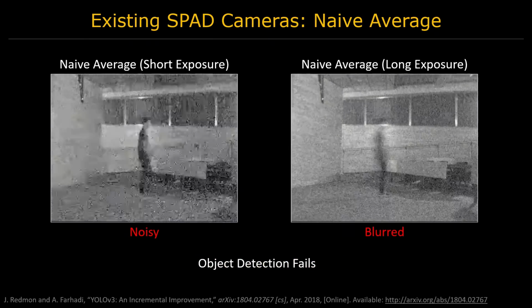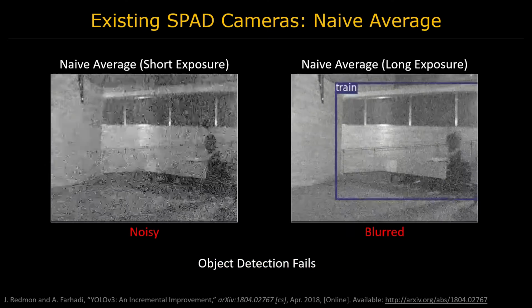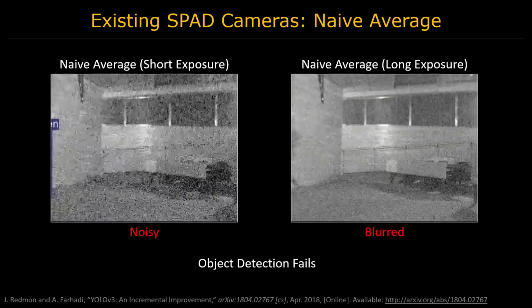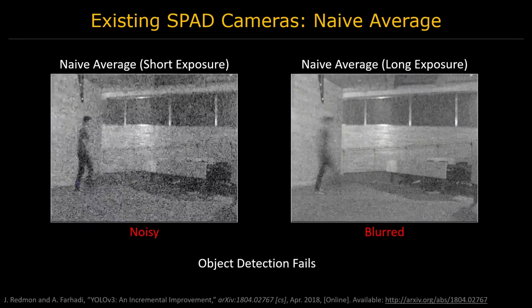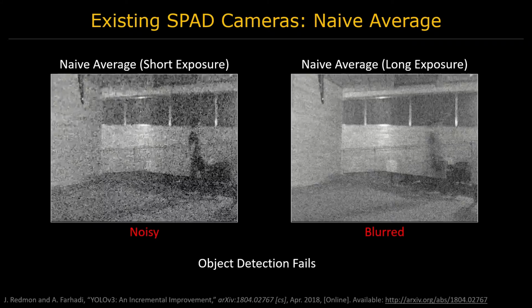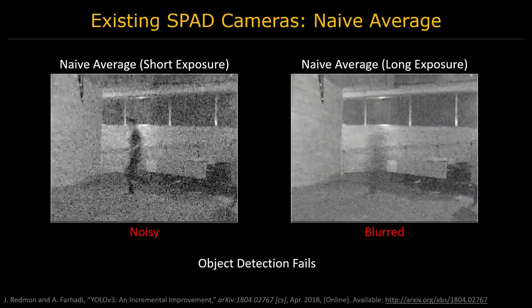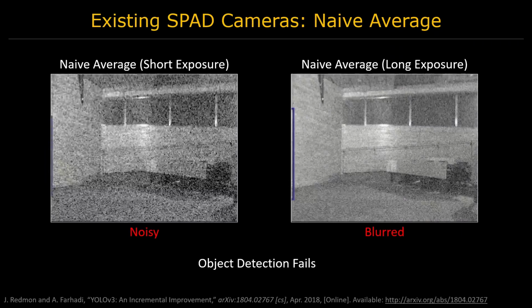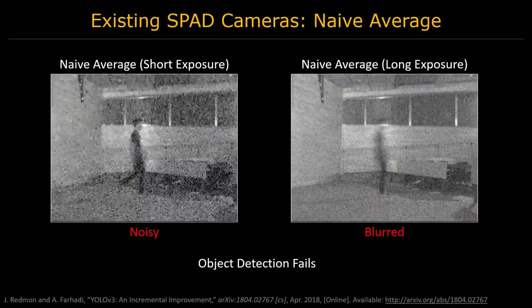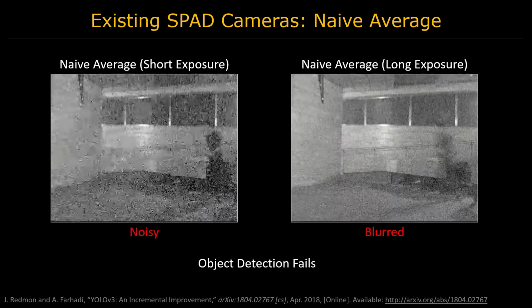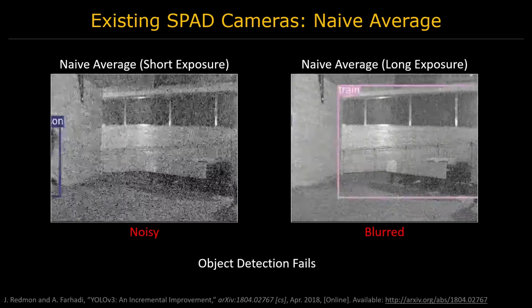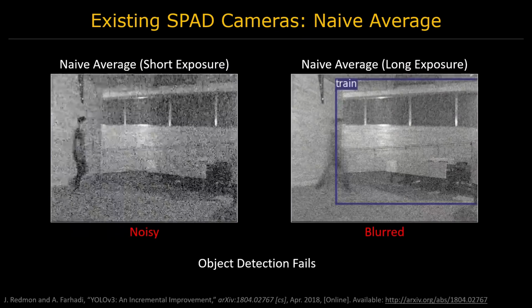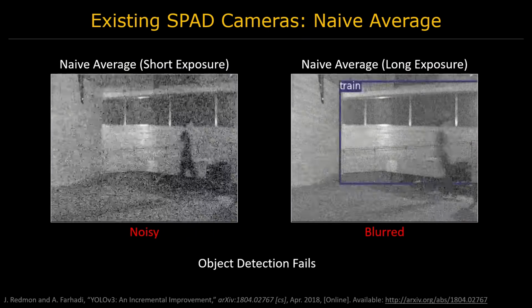Existing SPAD cameras simply add binary frames captured over time into multi-bit images by using on-chip counters. Although this approach works well for static scenes, it suffers from the blur-noise trade-off. The resulting images are either too noisy or too blurry, and the downstream algorithm, for example object detection, fails to work.